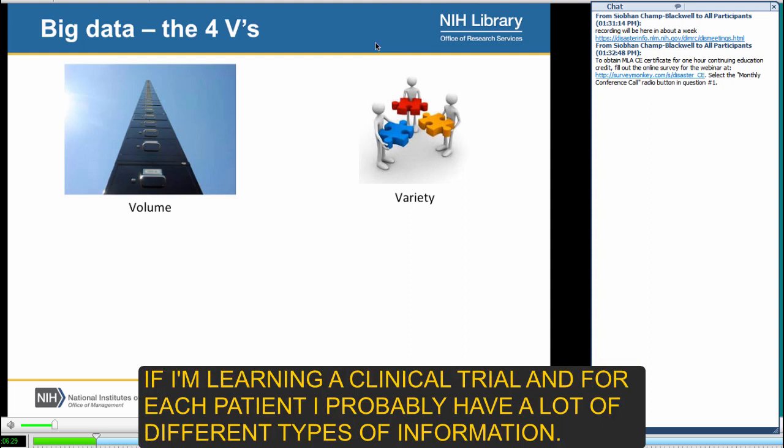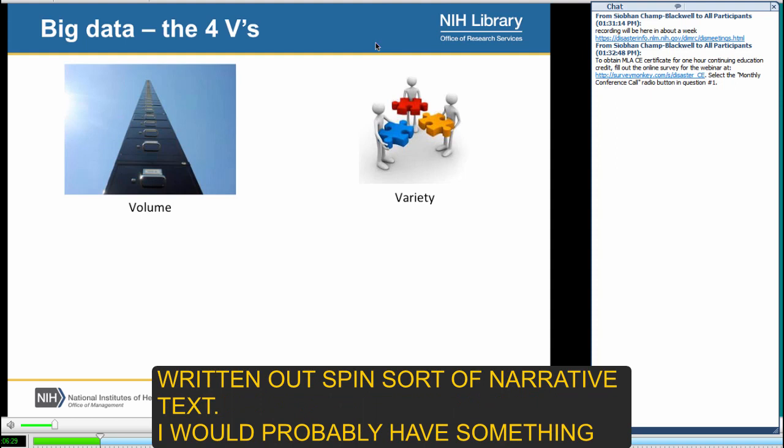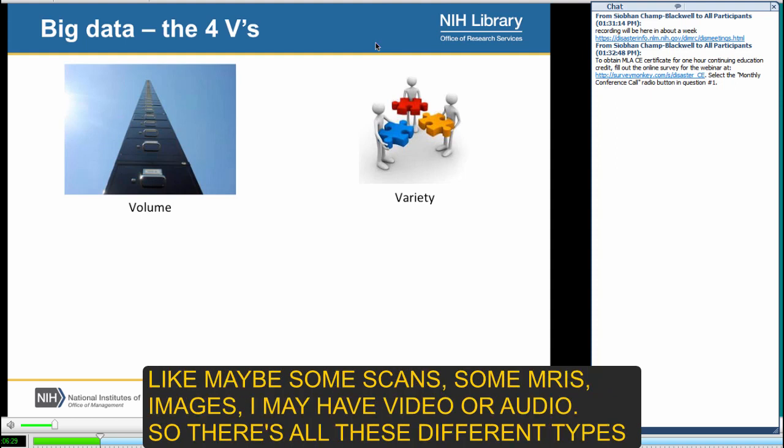So if I'm running a clinical trial, I have a lot of different patients, and for each patient, I probably have a lot of different types of information. I might have some vital signs that I took from them. I might have the history of who has been ill in their family, probably written out in some sort of narrative text. I would probably have something like maybe some scans, some MRI, some CT images. I may have video or audio.